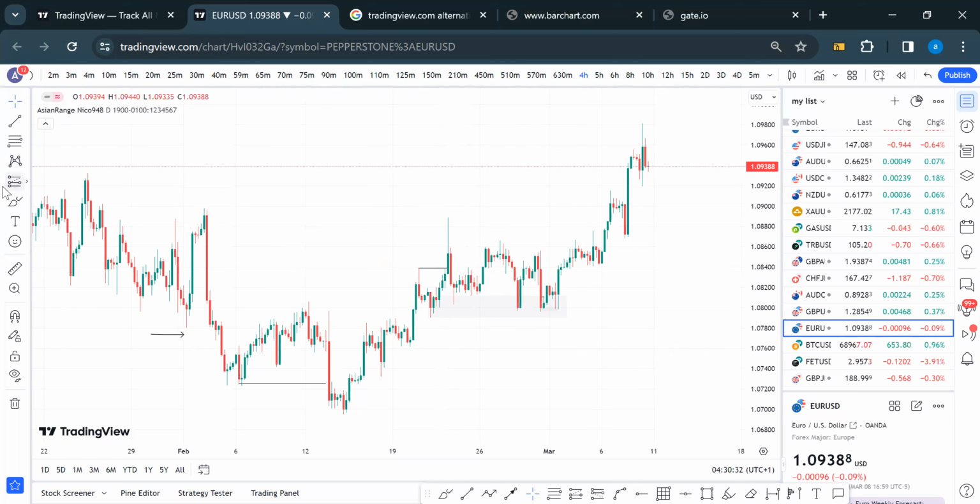Let's check something. We have a break of structure here, right? We have a break of structure here, and if you check down, you see that that's 7 o'clock in the morning. Now let's see when price returns. Let's see.